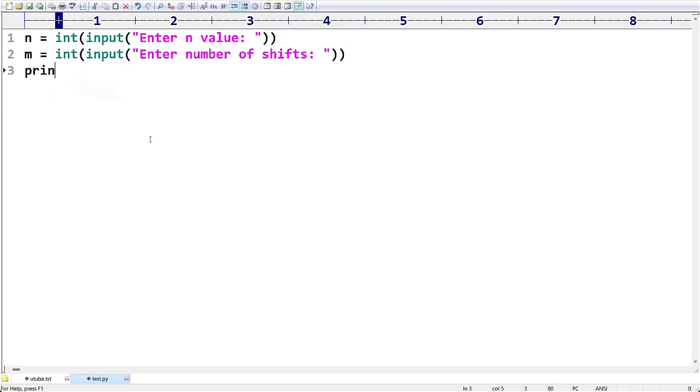Okay, now I'm going to print. Here I will use a format specifier. Now I am taking n left shift of these many bits. We can take n left shift of m. Directly it will substitute the values. For right shift, I am taking it here like this. That's all. Now I want to run this program.